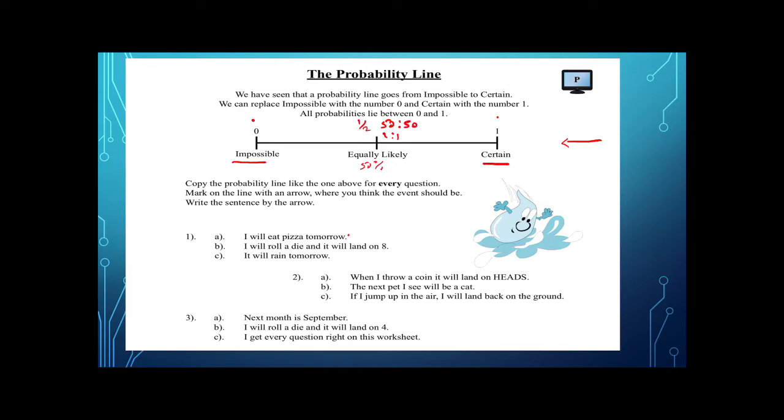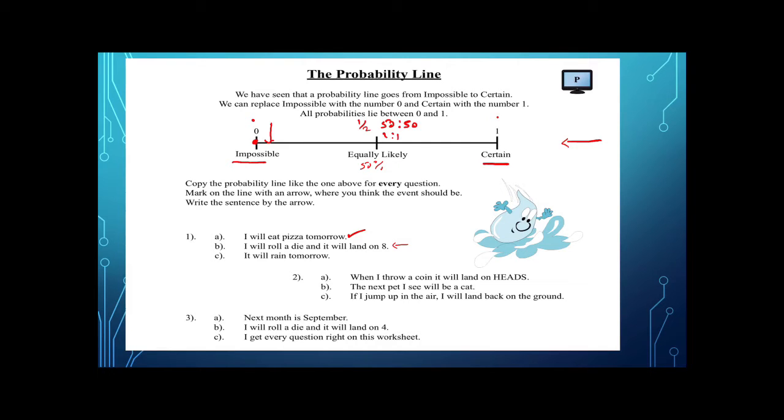So the chance of me eating pizza tomorrow, it's pretty unlikely, but who knows? So I'm going to put it there. I will roll a die and it will land on 8. Now a typical dice has 6 faces and it's numbered 1 to 6. So the chance of that dice landing on an 8 is actually 0, impossible.